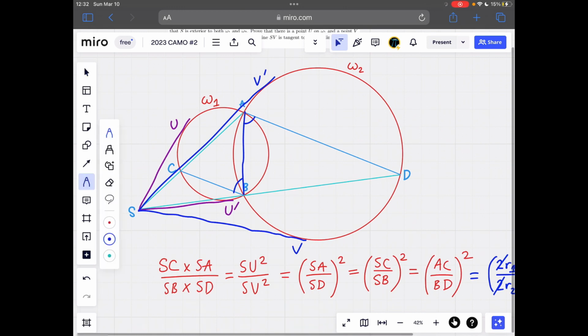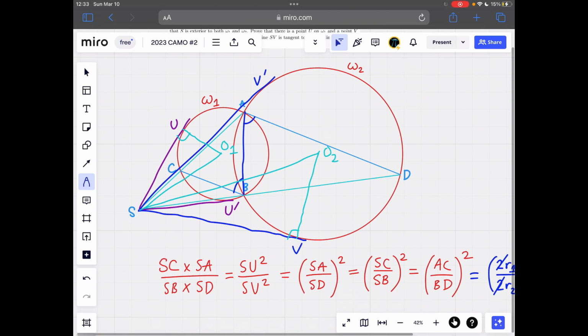And now we can create similar triangles by connecting U and V to the centers of the respective circles. If we connect U to center O1 and V to O2, formed by the perpendicular to SU at U and the perpendicular to SV at V, then triangle SUO1 is similar to triangle SVO2 because they're both right triangles for one. And the other thing is that SU over SV equals R1 over R2, which is UO1 over VO2.